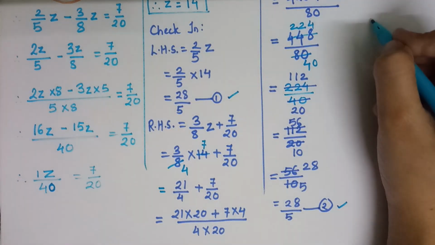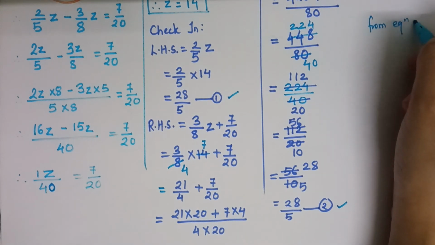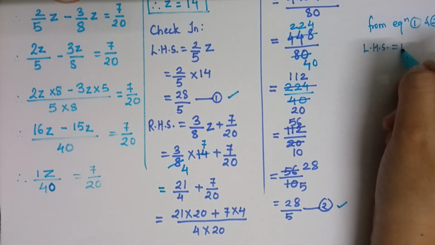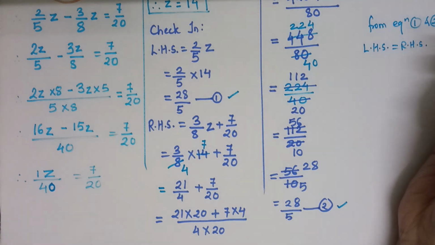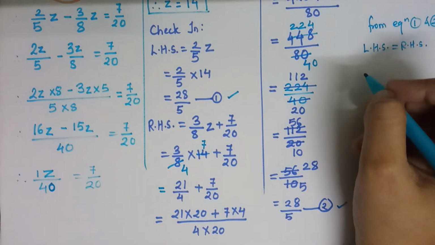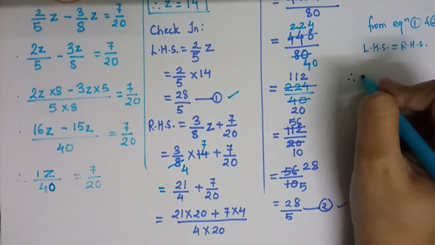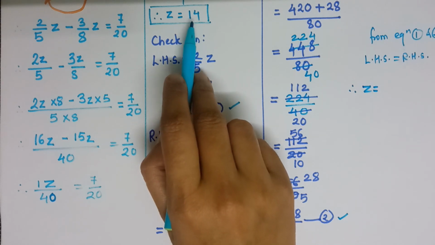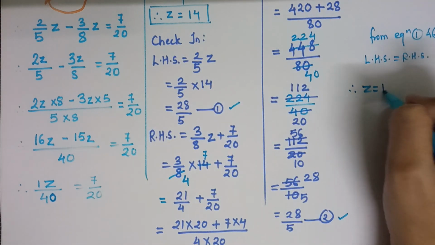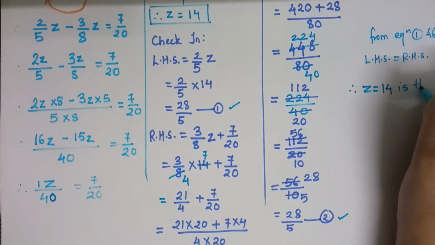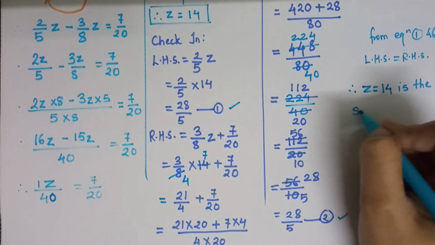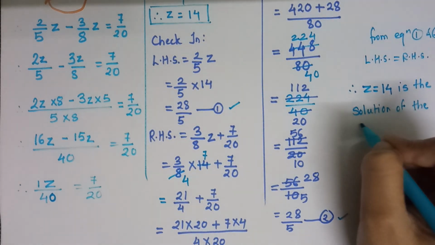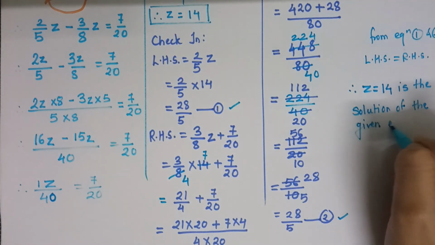So what we can write at the last, from equation 1 and 2, left hand side is equal to right hand side. Have we finished with the sum, kids? No. What else we need to write? We need to write at the last that therefore z is equal to 14. Don't forget we have removed the value of z, so we are actually writing this as a solution. Therefore z is equal to 14 is the solution of the given equation. So here we will complete the answer.